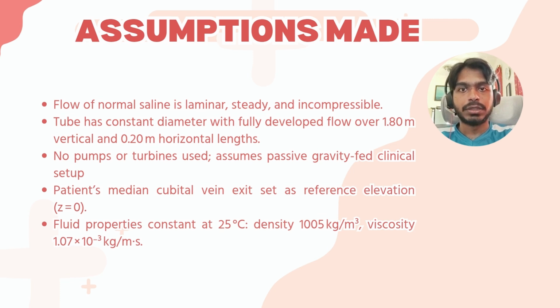The tube has a constant diameter with fully developed flow over the total length of 2 meters. No pumps or turbines are used, so it is entirely gravity-fed. The reference elevation is set at z equals 0 at the patient's medial cubital vein exit, and the fluid properties are constant at 25 degrees Celsius with a density of 1005 kg per meter cubed and a viscosity of 1.07 times 10 to the power of negative 3 kg per meter second.